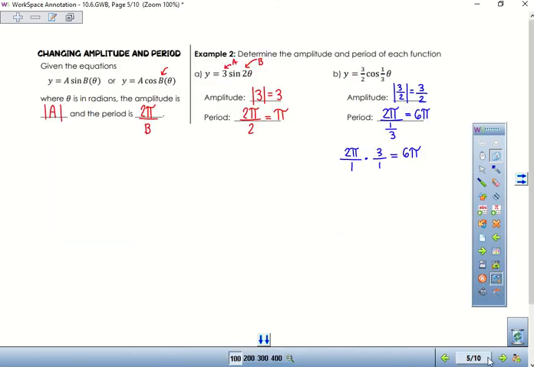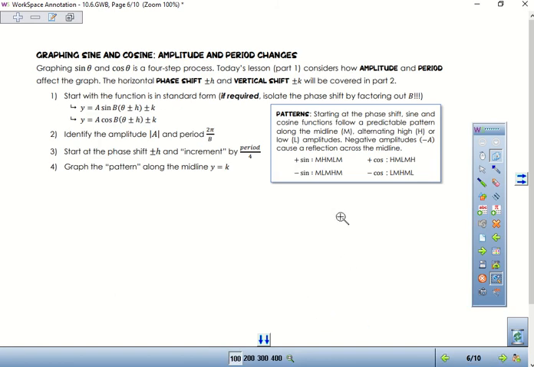So now let's go ahead and try the next one. We're just going to talk a little bit about graphing sine and cosine, amplitude and period changes. So this is just the descriptive part. Graphing sine and cosine is a 4-step process. Today we're going to be talking about amplitude and period, but next time you have me, we'll start bringing in phase shift and vertical shift.